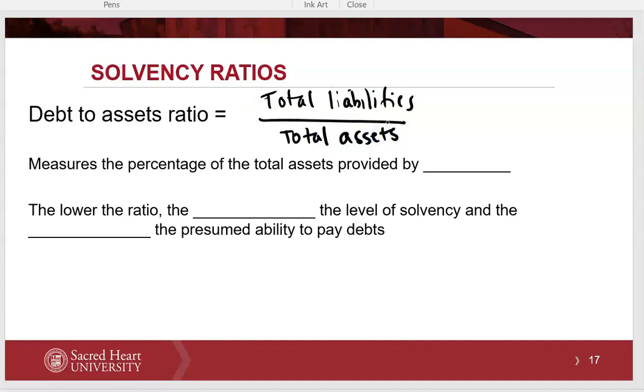Now, the numerator can sometimes be used by analysts as total debt or total interest-bearing debt rather than total liabilities. But for the CPA exam and for most accounting textbooks, we're going to use total liabilities rather than simply just the total interest-bearing debt. So really, the term debt to assets ratio is a little bit misleading. The more technical term would be total liabilities to assets ratio. And this measures the percentage of total assets provided by creditors or lenders. The lower the ratio, the greater the level of solvency, and the greater the presumed ability of the company to repay its debts.